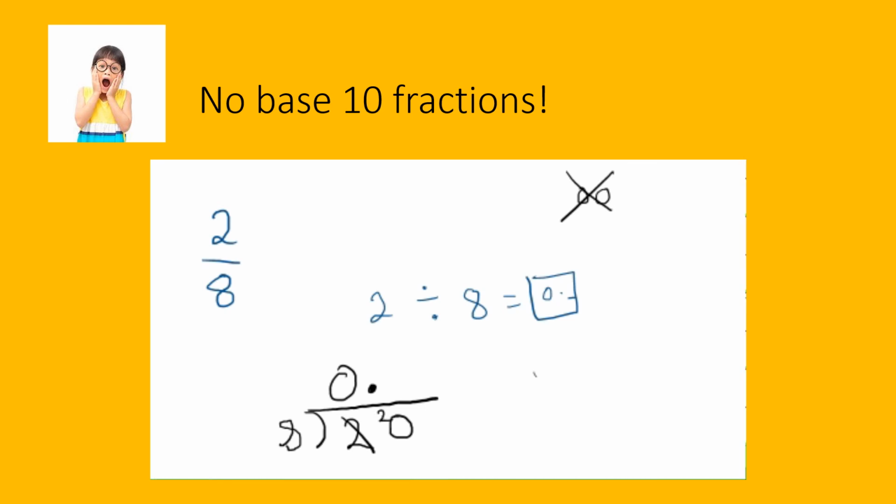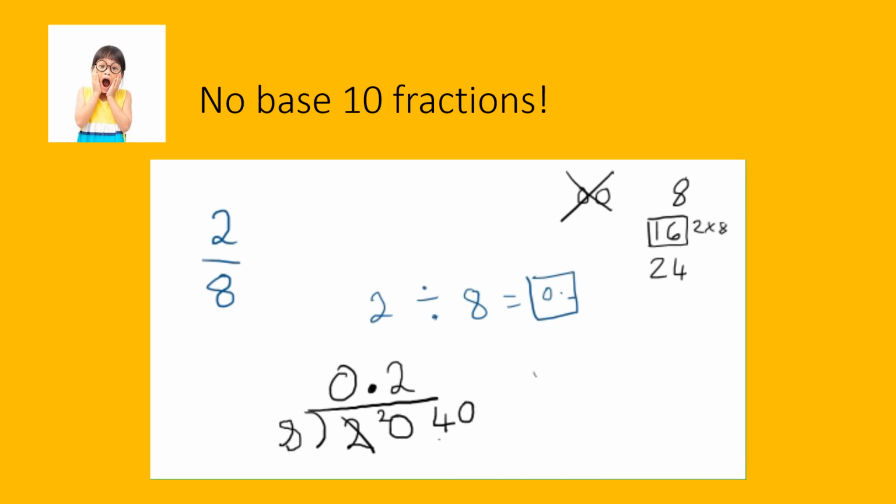So how many 8s are there in 20? Well, 8, 16, 24. So my closest one is this one here, 2 times 8. So I'm going to put down 2 here. What do I have left over? 4, because I actually wanted 20, right? But 2 times 8 gives me 16. So I've got 4 left over. So what I do now is I write 4 and I give it a 0.